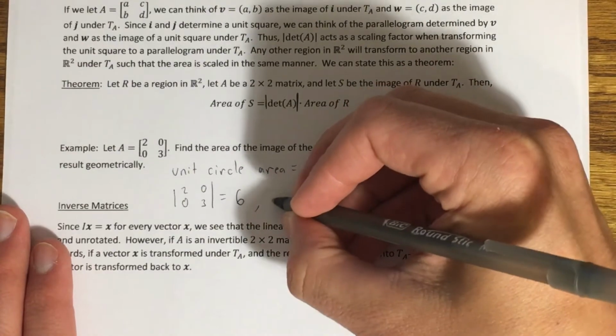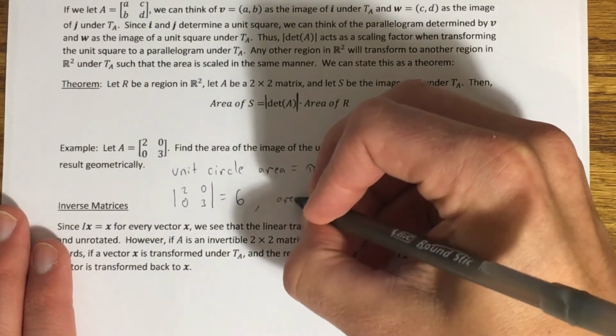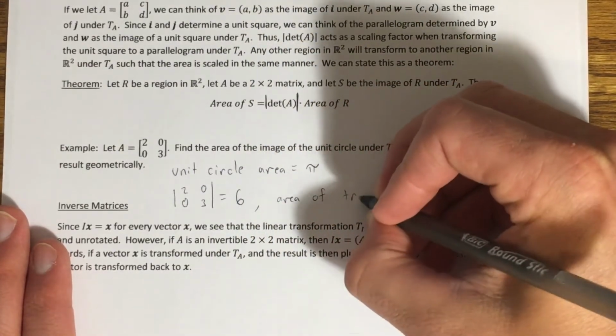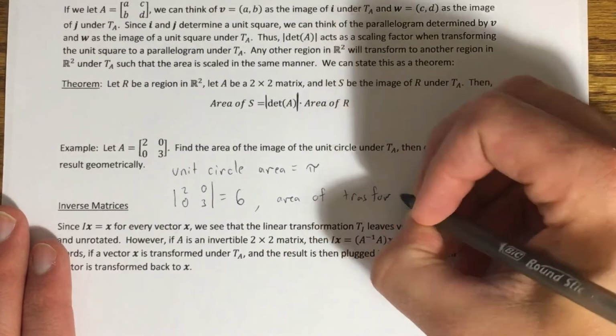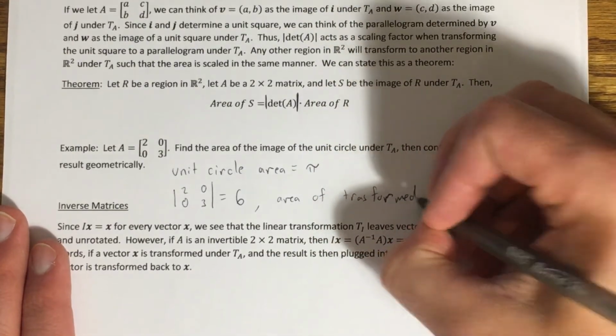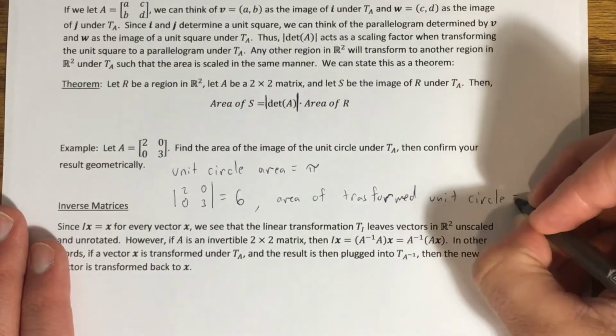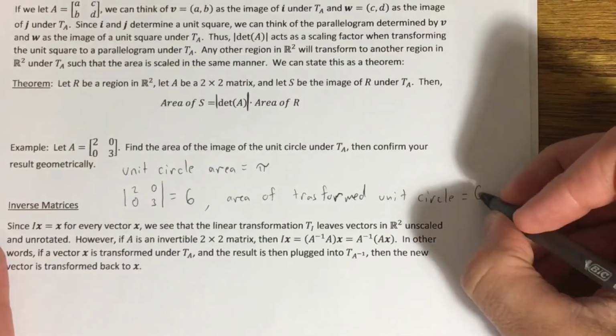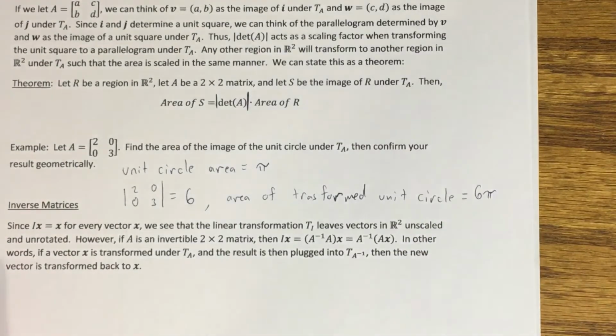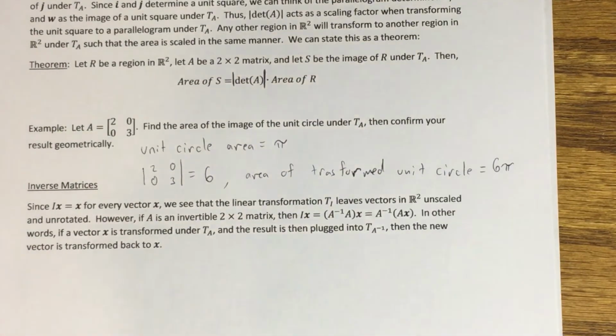So the area of the transformed unit circle would be 6 times pi, or just 6 pi. Now, how do we confirm that geometrically?